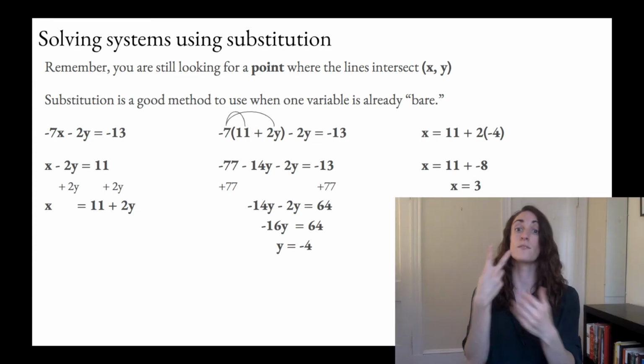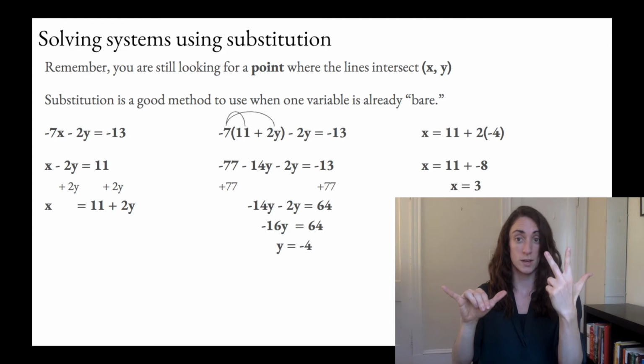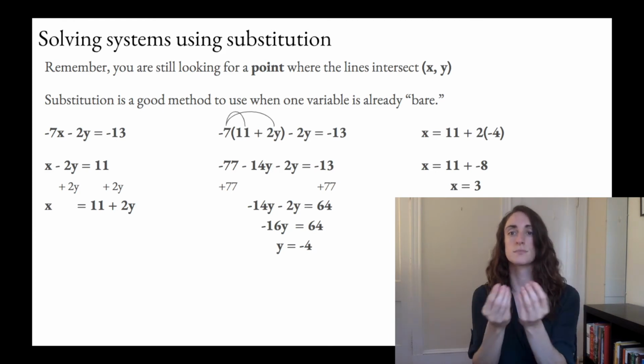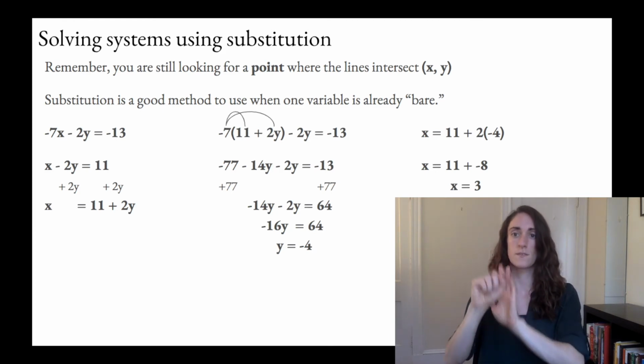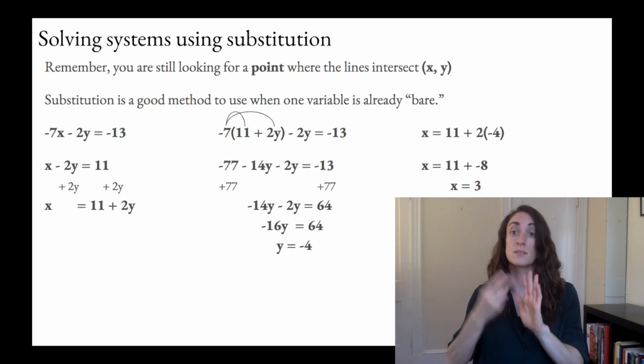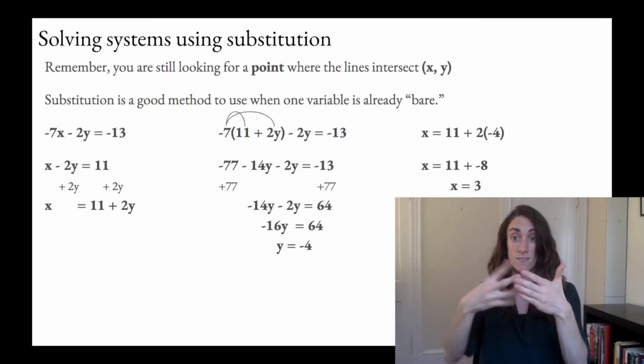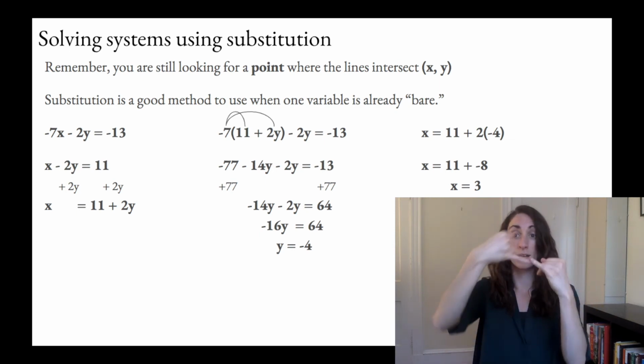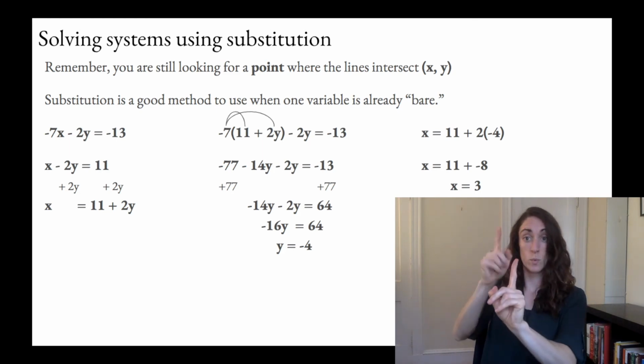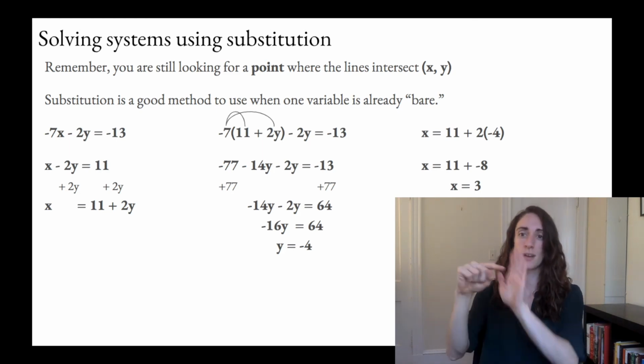So now we have both x and y, 3 and negative 4, and we can put those together as the coordinates of our solution, 3, negative 4. So that means if we actually went ahead and graphed both of these equations in our system, we would find that point of intersection, 3, negative 4.